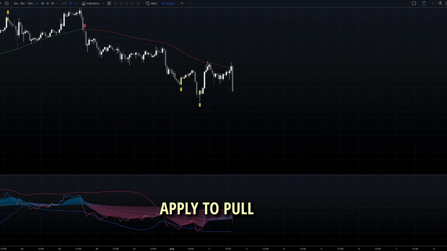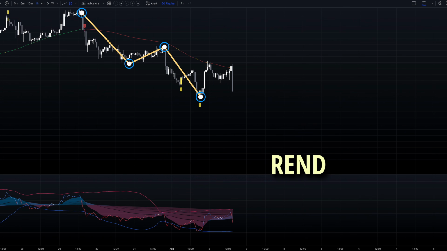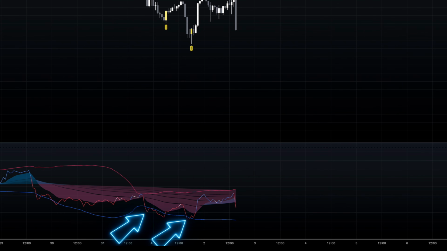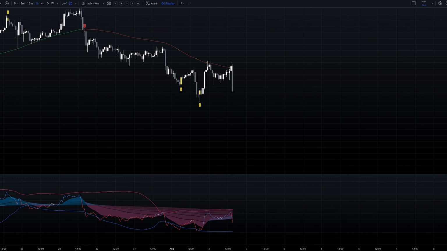The same conditions apply to pullback trading for trend continuation, with one key difference. Instead of looking for a reversal, you're working with an already established trend where the price is making lower lows, as in this case. First, we need momentum confirmation. This happens when the RSI breaks the Bollinger Band in the direction of the trend, which in this case is downwards. We then look for a price pullback.